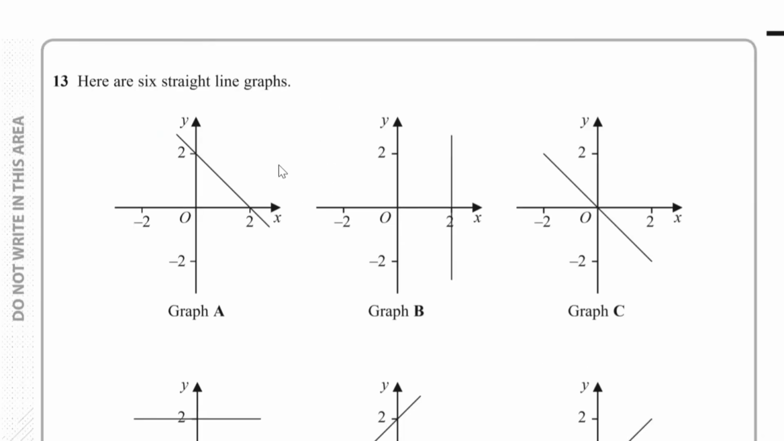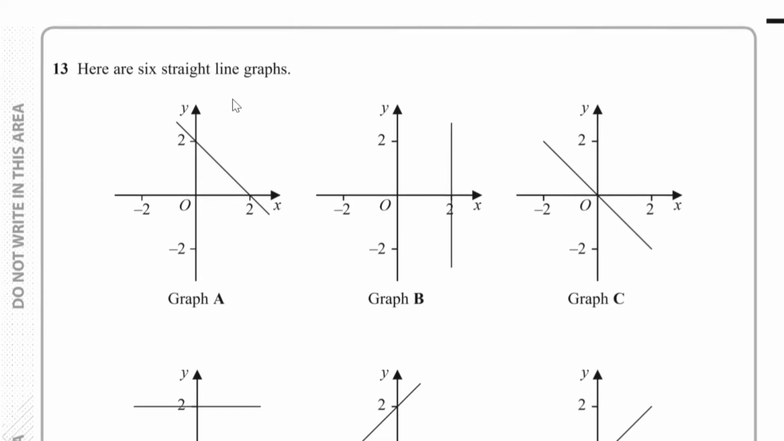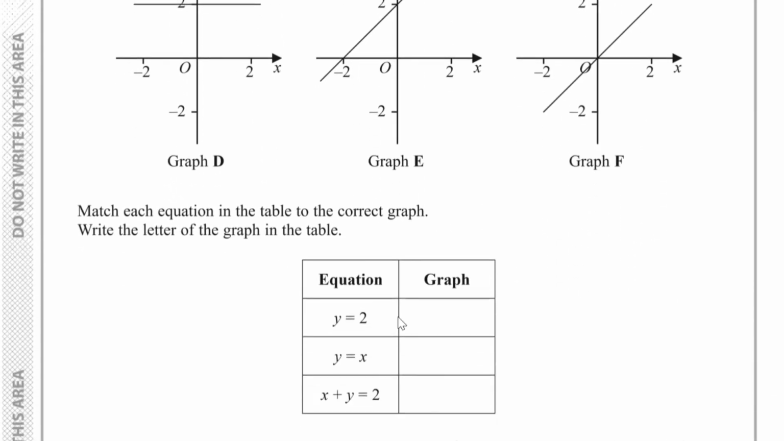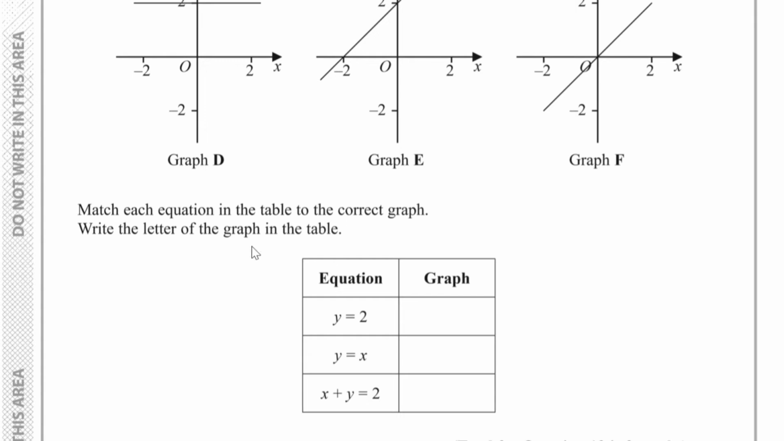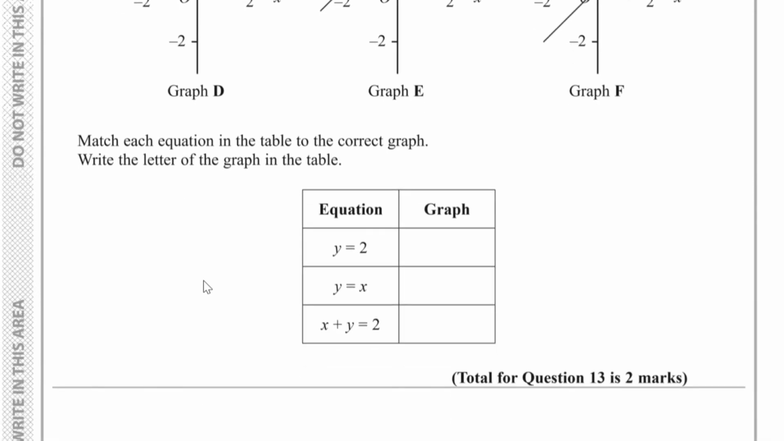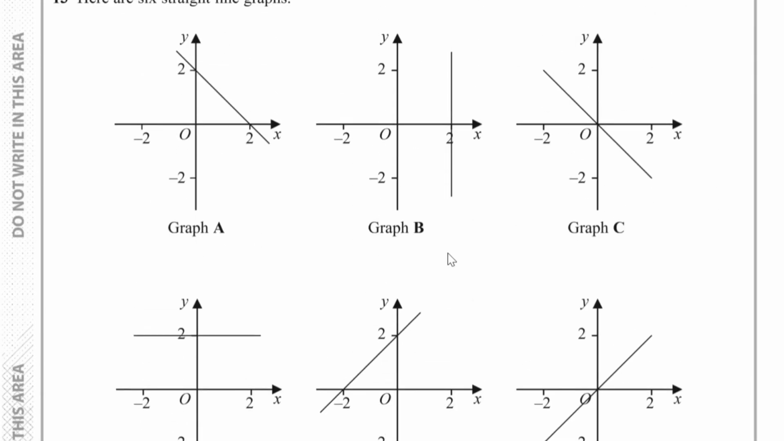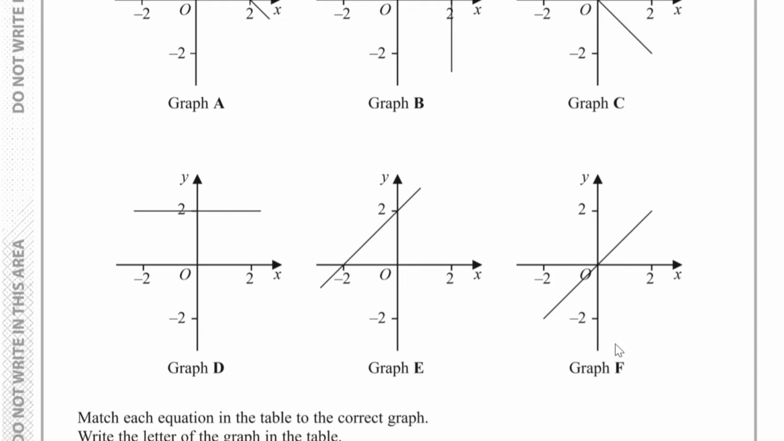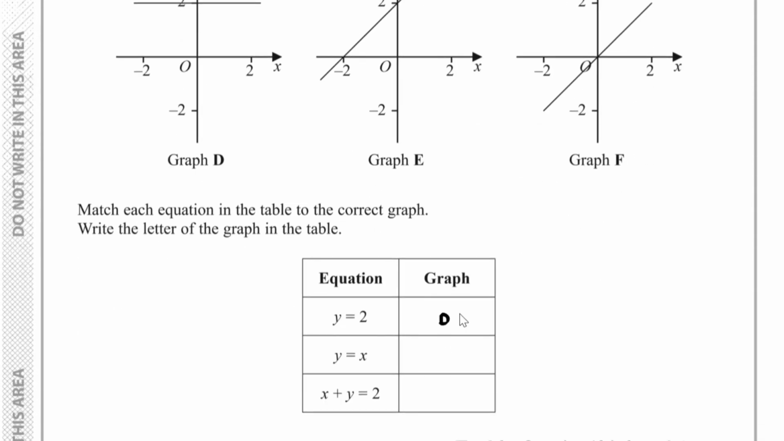Question number 13. Here are 6 straight line graphs. We've got graph A, B, C, D, E and F, and we have to match each equation in the table to the correct graph. We have to write the letter of each graph in the table. Well, y equals 2, that's going to be a horizontal line crossing the point 2, so that's graph D. Y equals x, that's graph F, it passes through the origin.